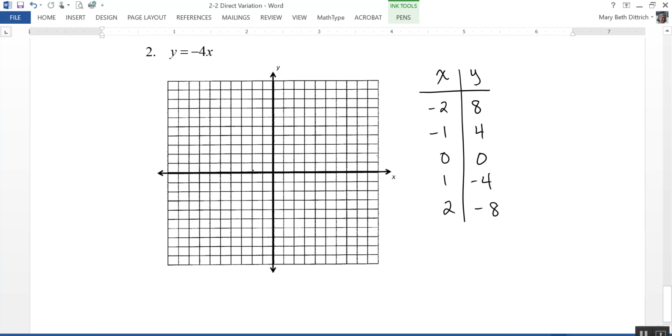So graphing that: -2, 8. It's right there. -1, 4. 0, 0. 1, -4. And 2, -8.